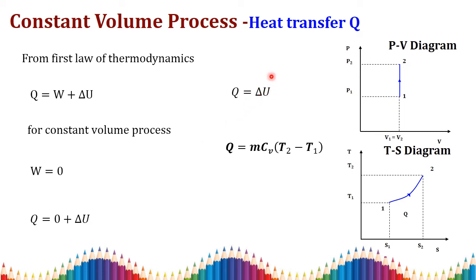What is this internal energy? From the previous one, we found that internal energy delta U is equal to mCv into (T2 minus T1). So in this constant volume process, the heat transfer and the change in internal energy are the same. So Q is equal to mCv into (T2 minus T1).